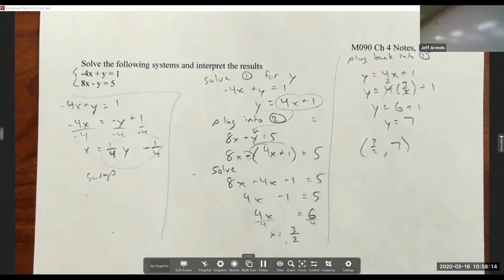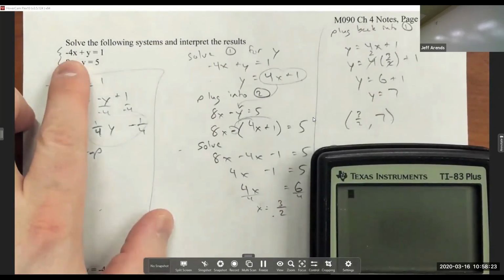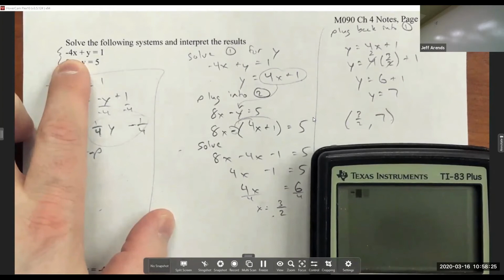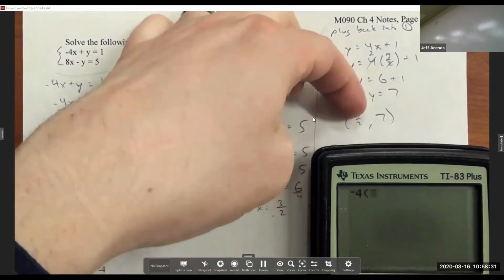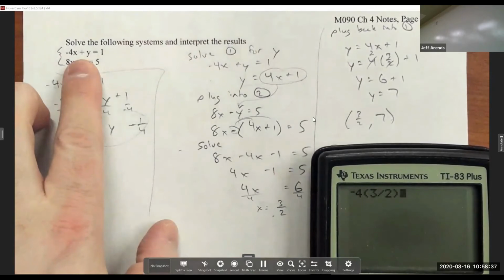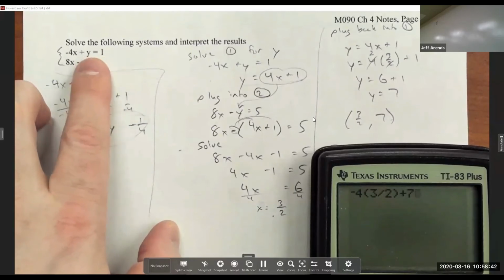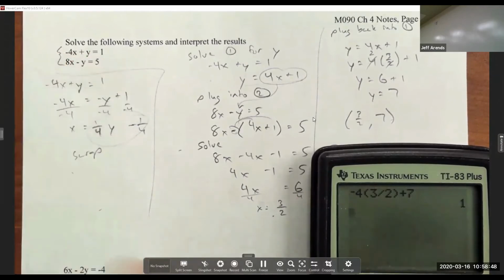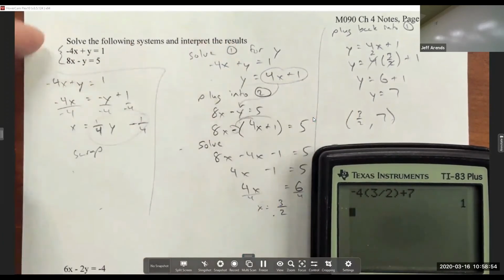It's all well and good to check these things by hand, but we have calculators. So I'm going to be a little bit more lazy and check this on the calculator. I'm going to do -4, because this is -4x plus y equals 1. So -4 times, for my x, it's 3/2. I'm going to put that in parentheses just to make sure that the order of operations works out. Plus y, that's 7. And instead of saying equals 1, I'm just going to press enter to see what the left-hand side of this equation evaluates to. The left-hand side is 1, the right-hand side is 1, so I can verify that, yes, this point does satisfy the first equation.